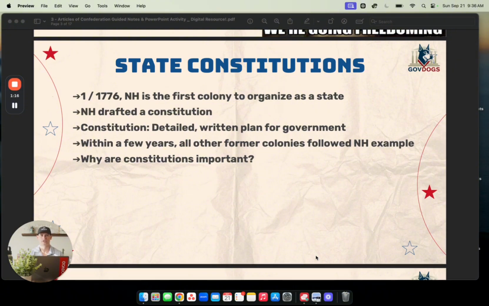Why are constitutions important? So take a couple of minutes and think about why constitutions are so important, whether it be a federal constitution or a state constitution.